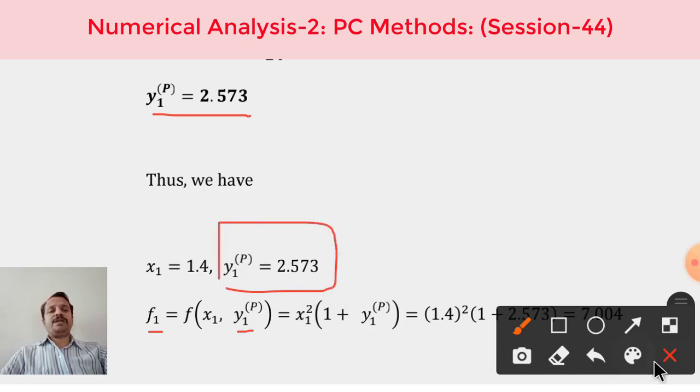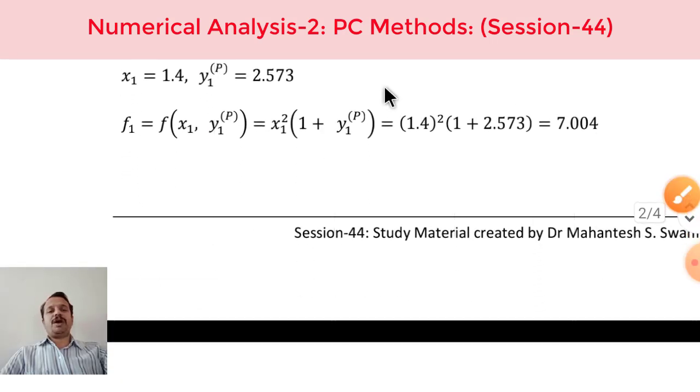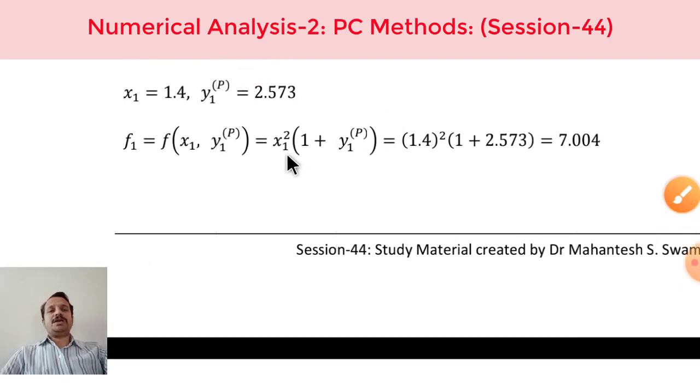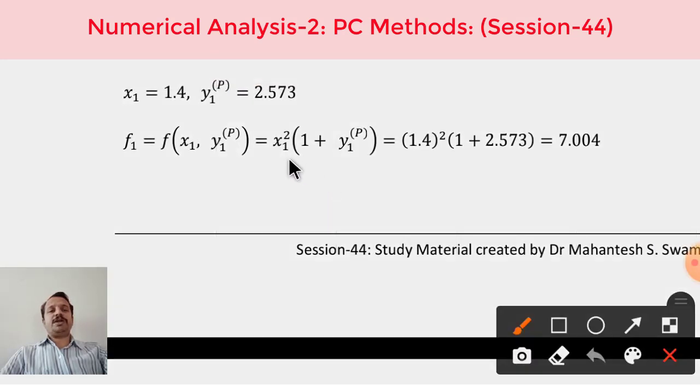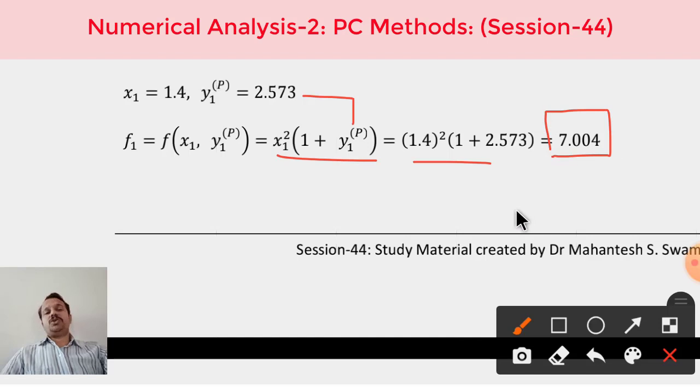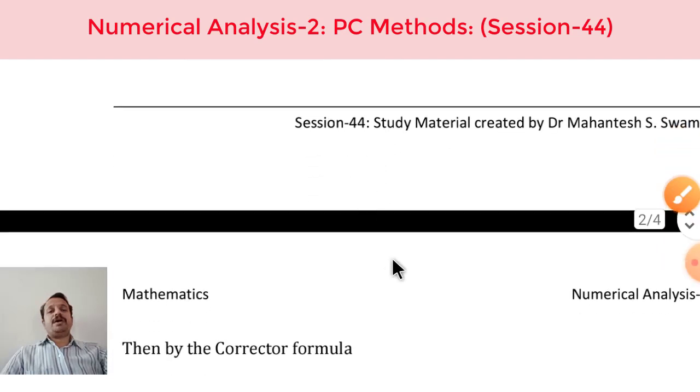So y1p, that is the most important thing we have to remember. According to the definition of f, wherever x is there we replace it by x1, and wherever y is there we replace it by y1p. That is the predicted value to substitute over here. Now after substitution and simplification, we get the result 7.003. That is the value of f1. So this value can be substituted in the corrector formula.